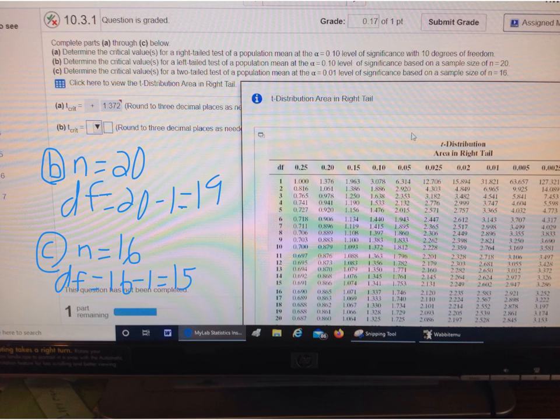Saw your question on the discussion board here. It's 10.3.1. Let's see. It's 10.3, number 1.